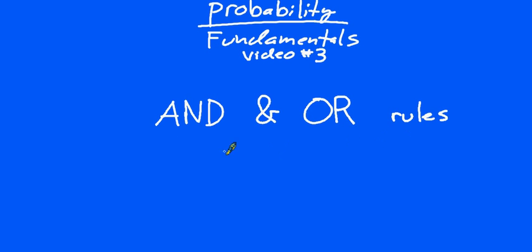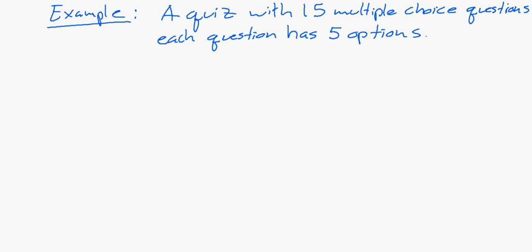These are actually really important. They're ways of combining probabilities. We're going to use the same example that we've been using, right? Our quiz with 15 multiple choice questions. Each question has 5 options, right? So probability of success, 20%, failure, 80% per event.